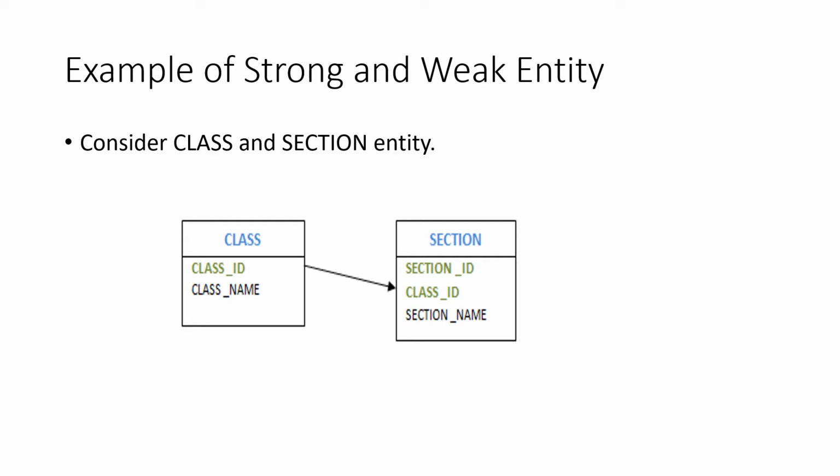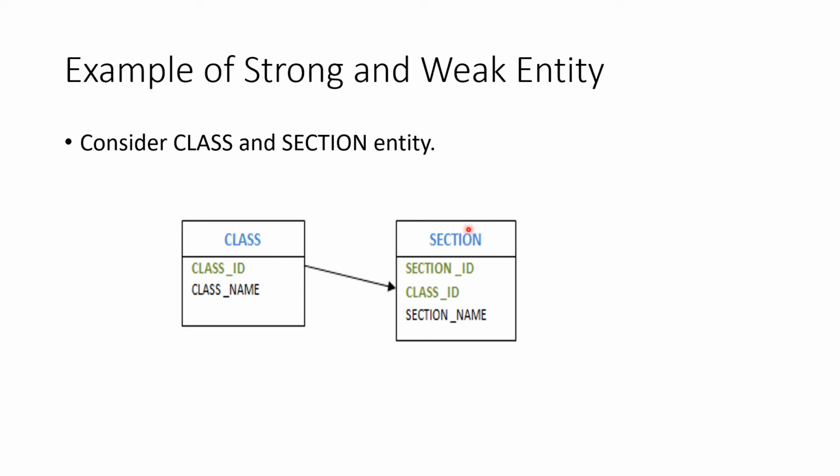So we have an example of strong and weak entity. You can see that we have a class and a section. Suppose we are taking the example of school, when you were studying in school, you were having class 11th and section, suppose D. So if I have only this entity section, would you be able to recognize which section it is, and from which class? Because every class has sections. So for specifying section we need to specify class in the first place.